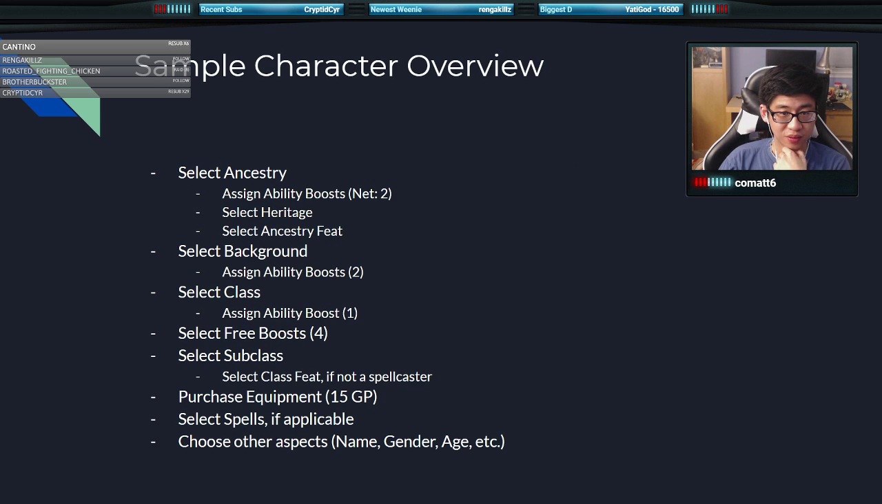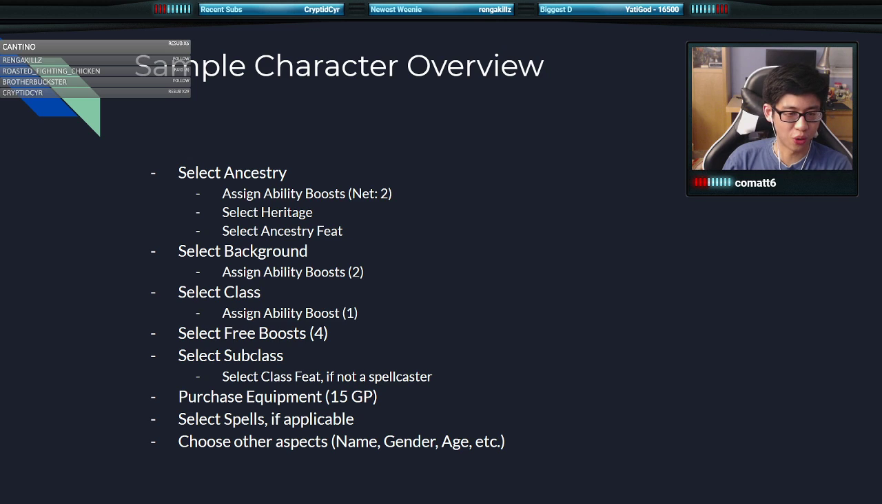Moving forward, if we want to build a character, there are a few things that we're going to need to do. The first thing we're going to do is select an ancestry and their ability boosts, followed up by a heritage and an ancestry feat. Afterwards, we're going to select a background, and we're going to get 2 ability boosts from there. A class is going to give us another ability boost, which is relevant to the class.